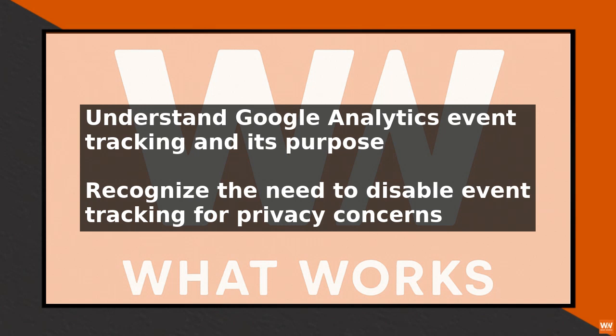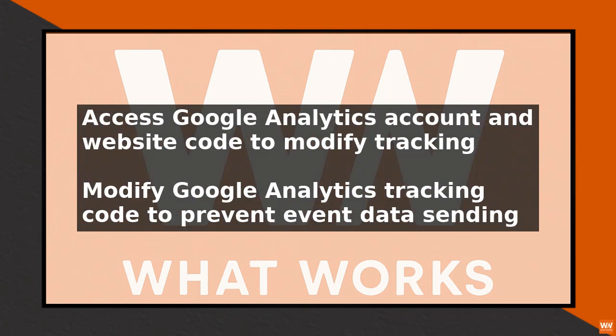collection. To start, you need to have access to your Google Analytics account and the website code where the tracking code is implemented. The most common way to disable event tracking is by modifying the Google Analytics tracking code on your website. You can do this by adding a line of code that prevents the sending of event data to Google Analytics. For example, if you are using the Google Analytics JavaScript library, you can add the following line of code before the tracking code is executed.